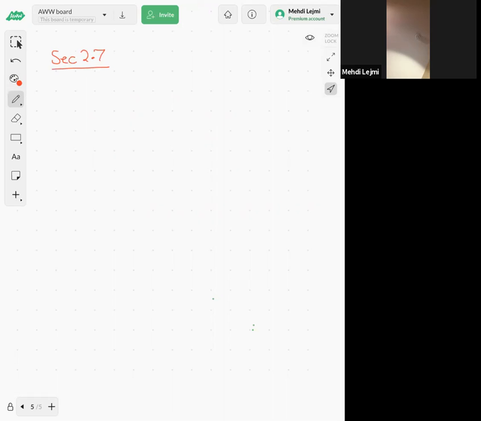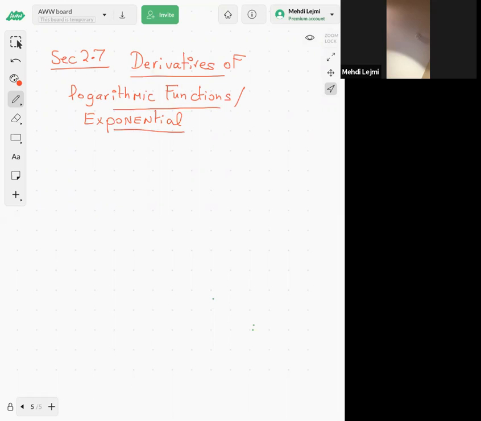In section 2.7, we're going to compute derivatives. After powers of x and trig functions, now we're going to do logarithmic functions and exponential functions. I'm going to start first with the exponential, with the derivative of the exponential. Let me show you how to compute the derivative of the exponential.